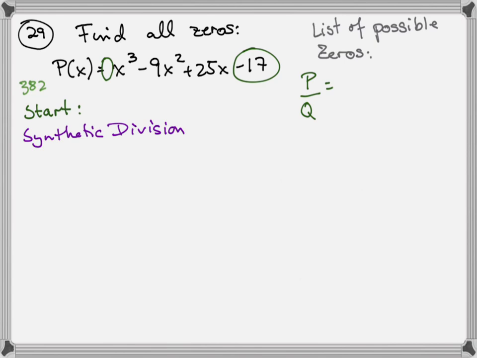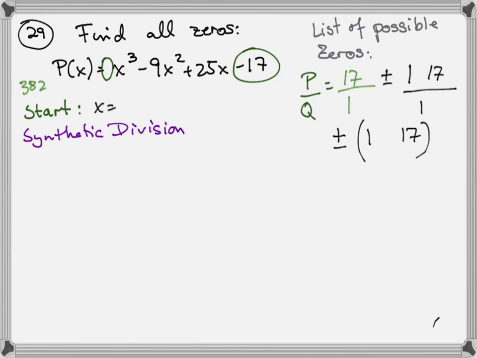What is p in this case? 17. What is q? 1. So, factors of 17, luckily for us, there aren't many, so it's 1 and 17. And factors of 1 is 1 as well. So the list of our possible zeros is pretty small, plus or minus 1 or plus or minus 17. 4 of those numbers. So we're going to start with x equals 1. We're picking 1 out of our list. You do synthetic division and you tell me if it is a 0.